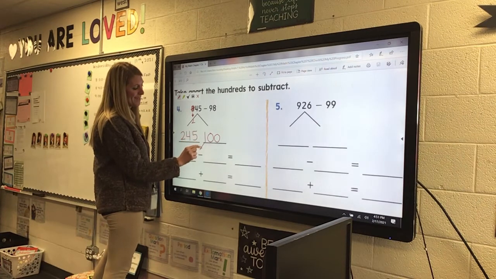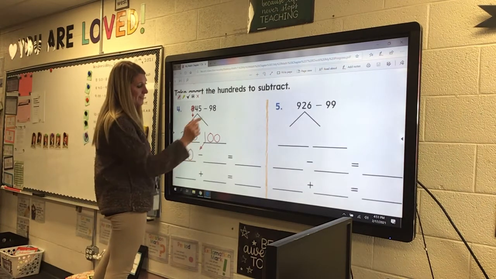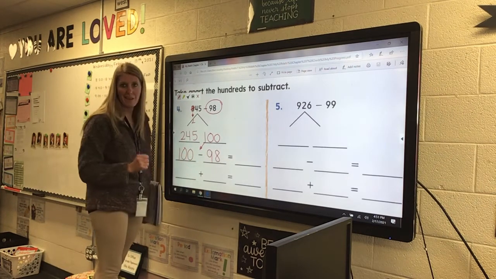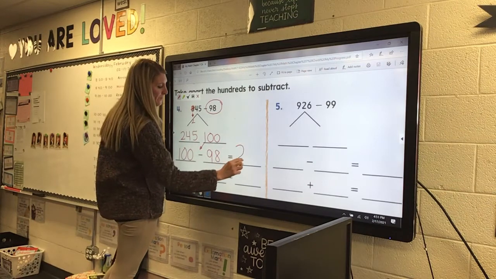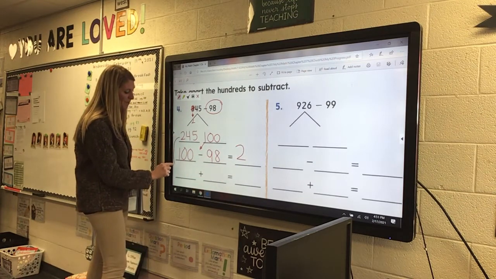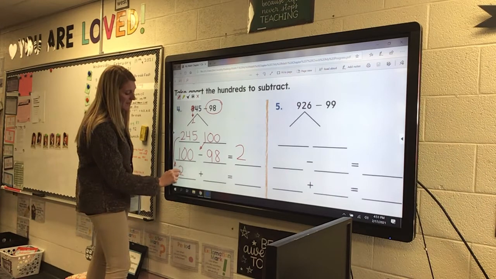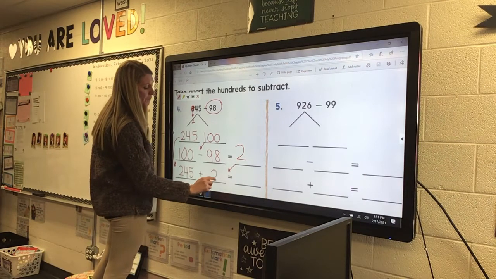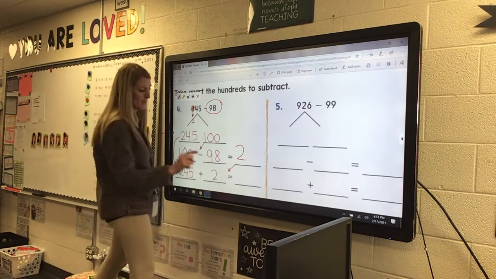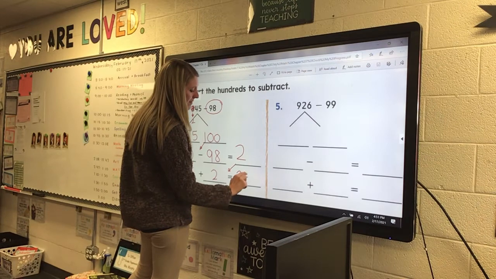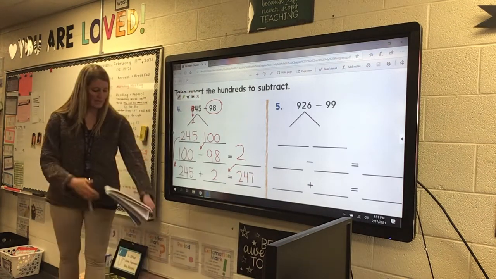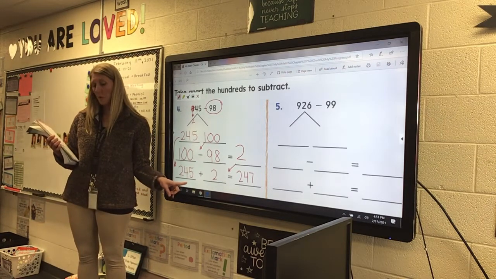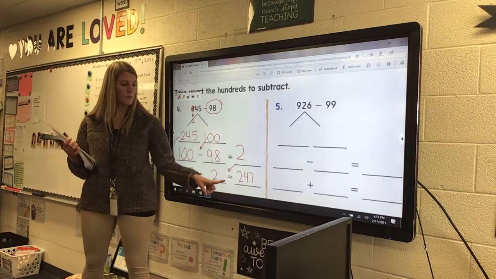Now I can take this 100 and I can subtract this 98 over here. So 100 minus 98, well, that's easy. 98, 99, 100, that's 2. Then I take this 245 and I'm going to add what I have left over here, which is 2. So 245, 246, 247. So 247 is my answer when I subtract those 2. So then down at the bottom, make sure you write, so 345 minus 98 equals 247.